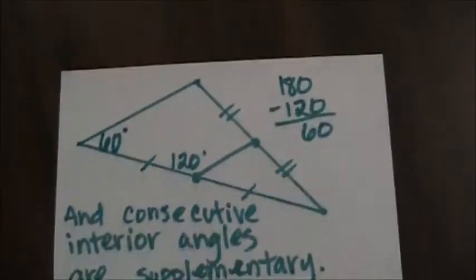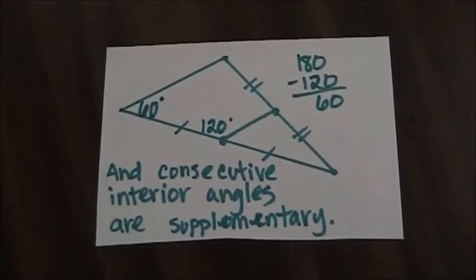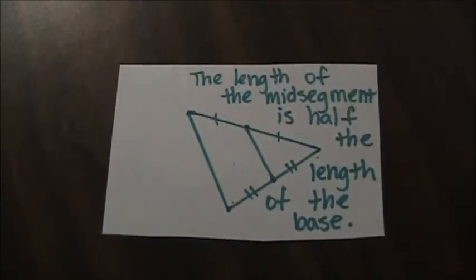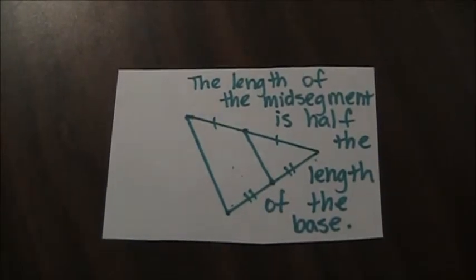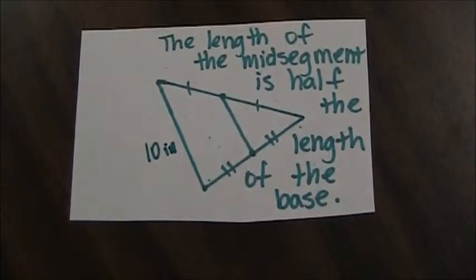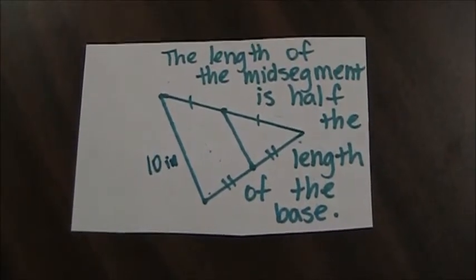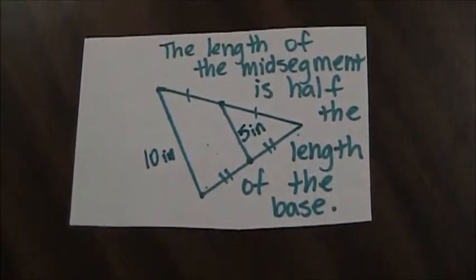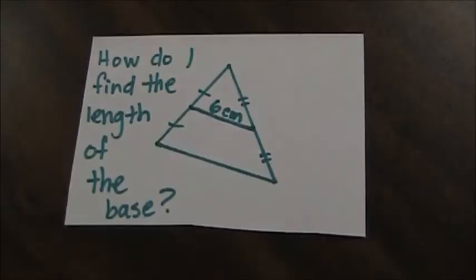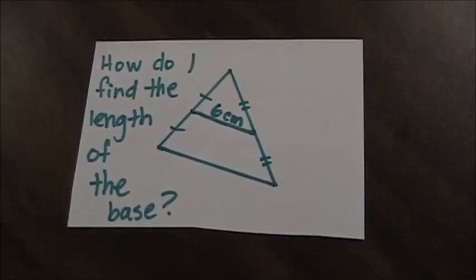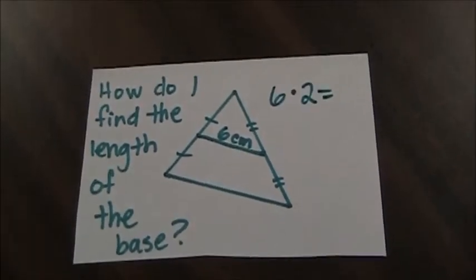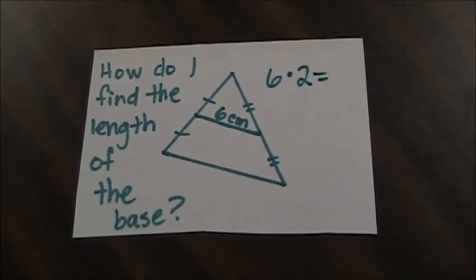Ta-da! The length of the mid-segment is half of the length of the base. So if the length of the base is 10 inches, the length of the mid-segment is 5 inches. How do I find the length of the base? Multiply the length of the mid-segment by 2.